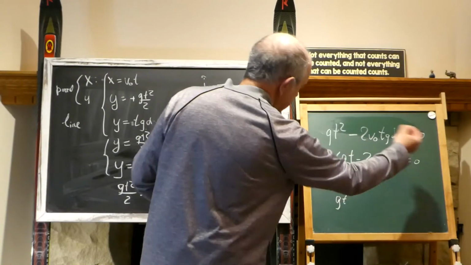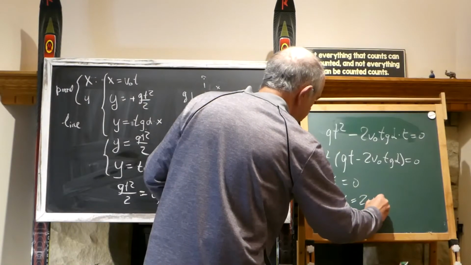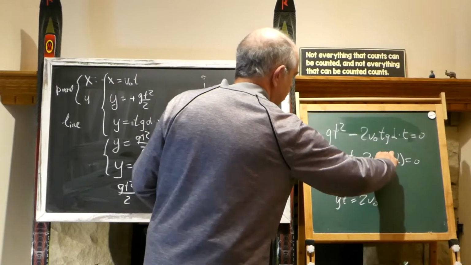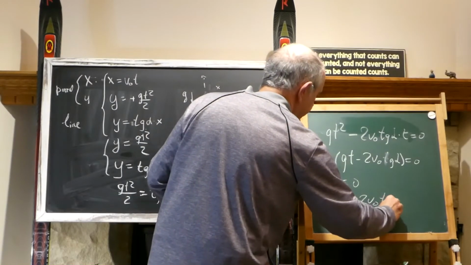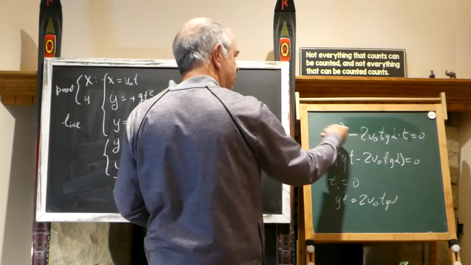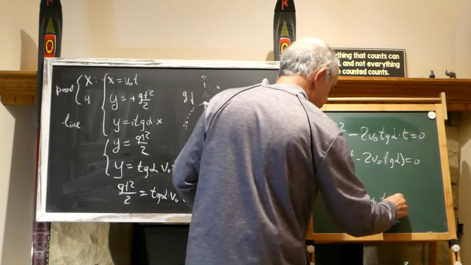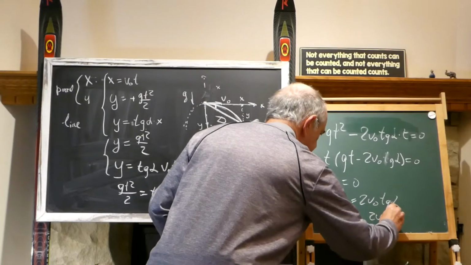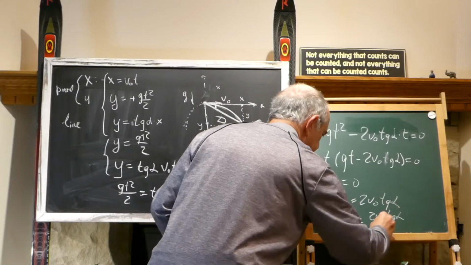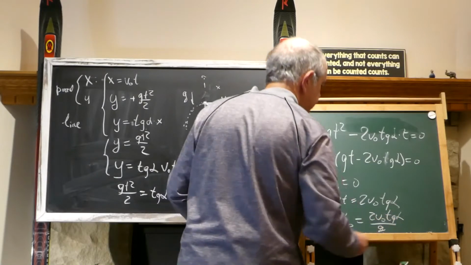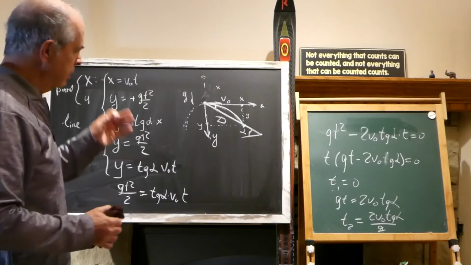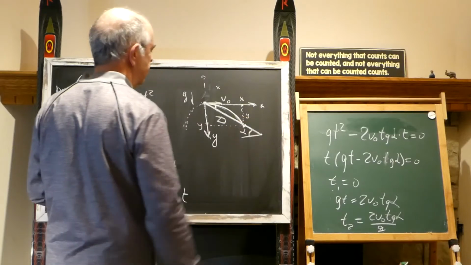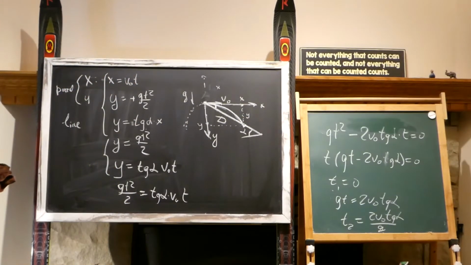So I say gt here, this goes to another side, 2v0 tangent alpha, because there is no t. T is already factored out. Okay, and t2 equals 2v0 tangent alpha divided over g. That's it. And this is second time. And this is exactly the time when this happens. So we know the time.